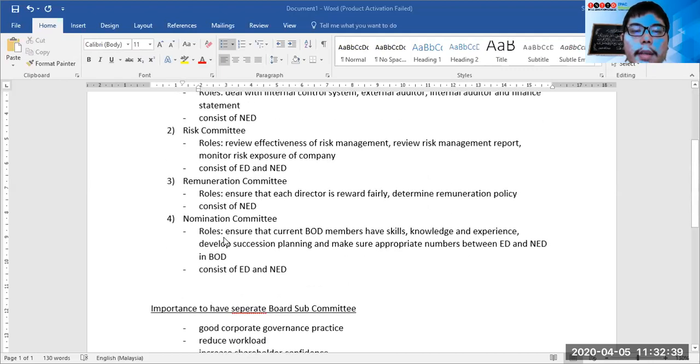Next is the nomination committee. What are the roles of the nomination committee? They ensure that the current board of director members have appropriate skills, knowledge, and experience. They develop succession planning for the company and make sure there is an appropriate balance between ED and NED on the board. A good practice is that the nomination committee consists of ED and NED.